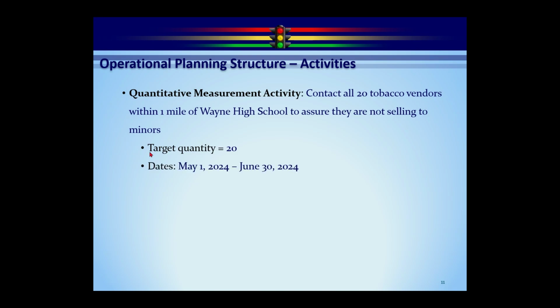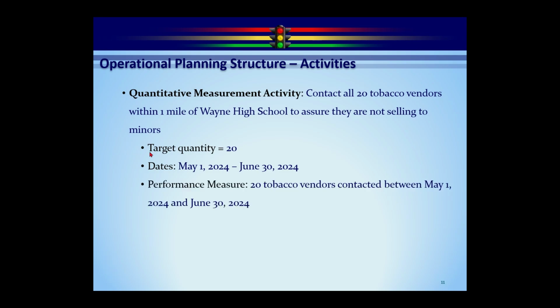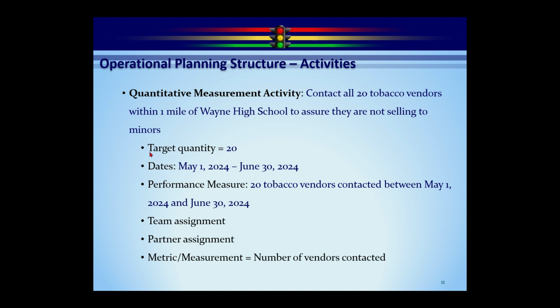We're going to have beginning and ending dates just like we did in the project-based activity. The performance measure will, again, be created for you in this particular case. So it's going to say we have a target quantity of 20 tobacco vendors to be contacted between May 1 and June 30th. That's how we'll know we've succeeded in completing the activity here. Again, we're going to do team and partner assignments. And as you can imagine, our metric is real simple: how many tobacco vendors did we contact? So those are the three types of activities.